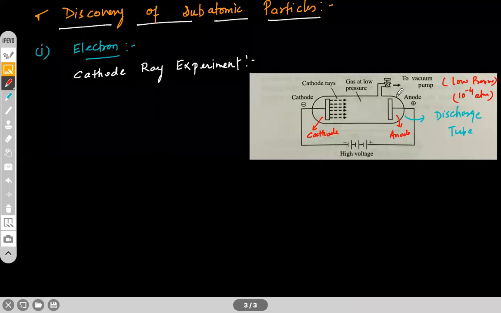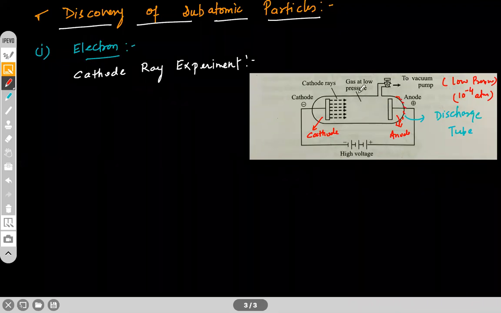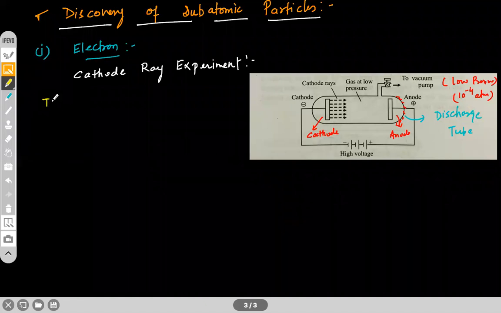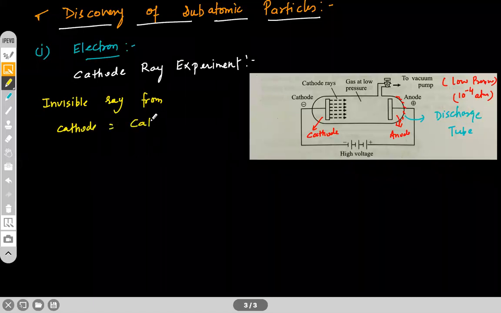Right. On this side, we have a ZnS fluorescent screen. It is coated with ZnS, so it starts glowing. When you connect an external source, this part starts glowing, which confirms that some invisible ray is moving from the cathode to the anode side, and when it strikes this side, it starts glowing, right? So this invisible ray, we call it cathode ray.